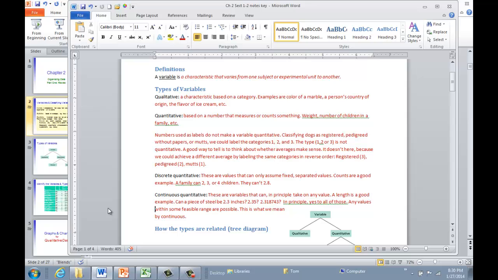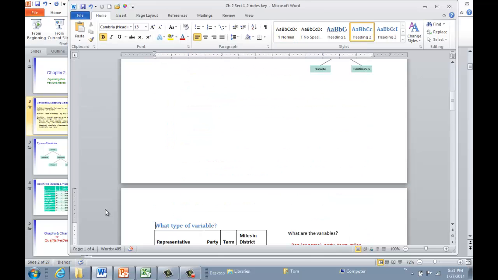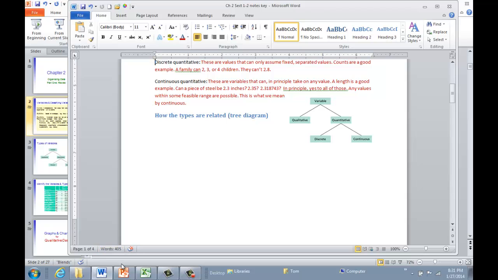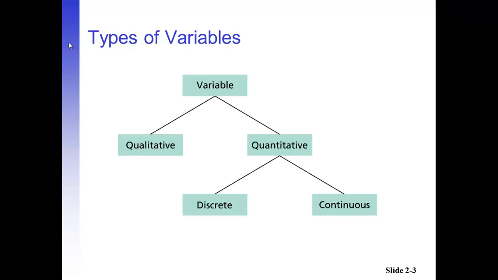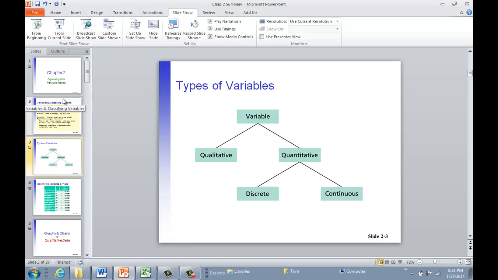So any values within some feasible range are possible for lengths, and therefore we would say that the length of the pieces of steel that we are cutting would be an example of a continuous variable. It's helpful to see how variables are organized in this classification scheme overall, and that is this: all variables are classified as either qualitative or quantitative. A quantitative variable, on the other hand, could be either discrete, meaning that only certain separated values are possible, such as counts, or it could be continuous. Anything within a certain feasible range is possible.